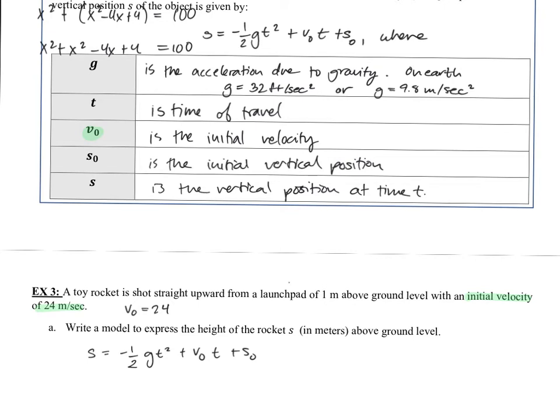And what else am I given? I'm given that the toy rocket is shot straight upward from a launch pad that is 1 meter above ground level. So that would be the initial vertical position, S sub 0. S sub 0 is 1.